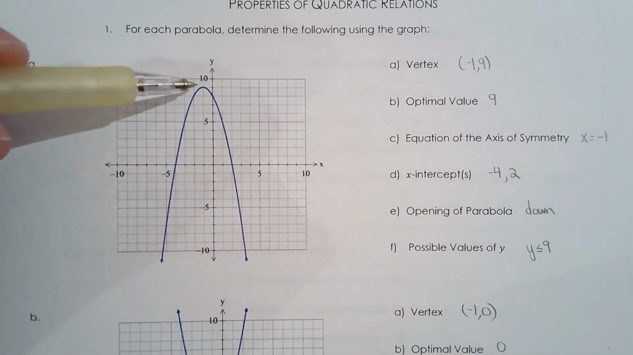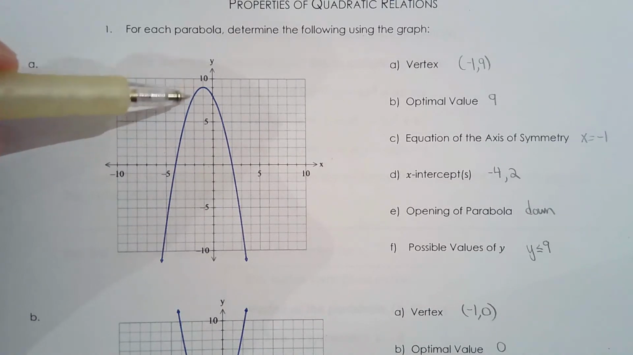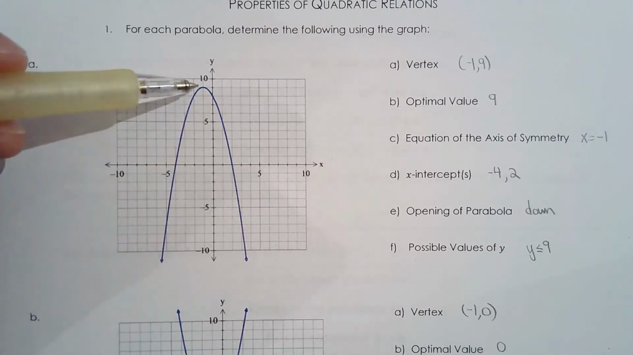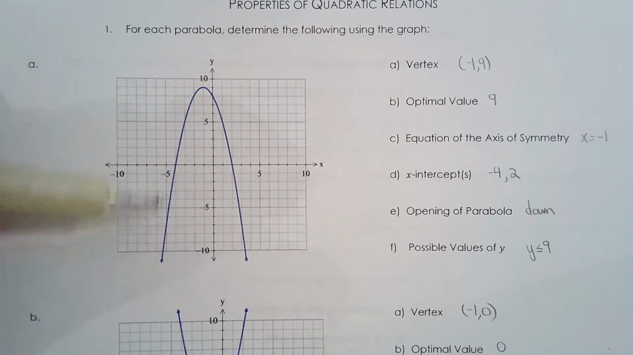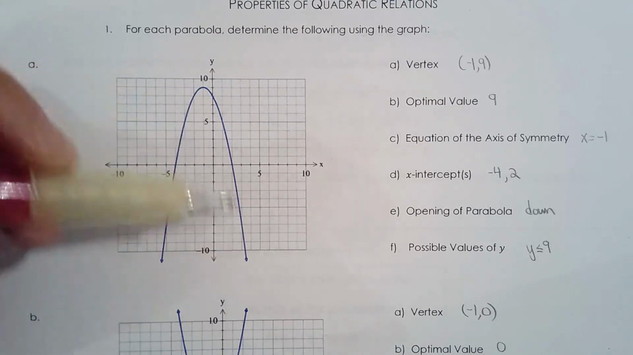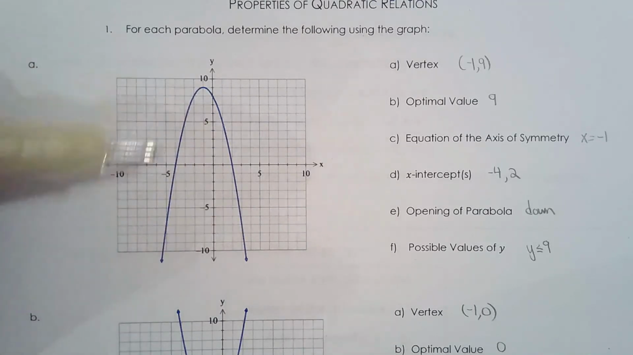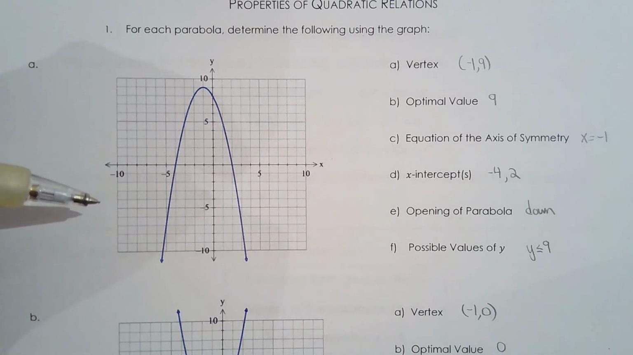Possible values of y. Well, the y-coordinates have to be less than or equal to the y-coordinate of the vertex. So since the y-vertex is 9, all these other values must be less than 9, okay? The y-coordinates of all these other points have to be less than 9, so we're going to say that the y values are less than or equal to 9.